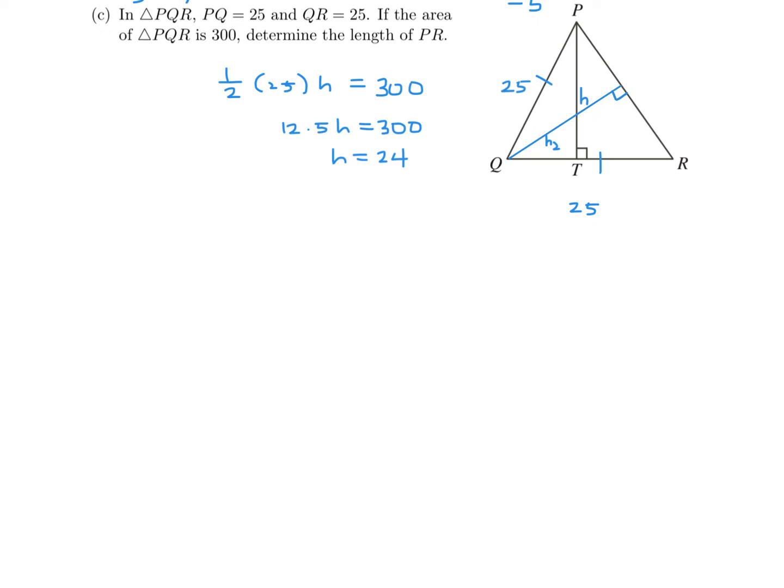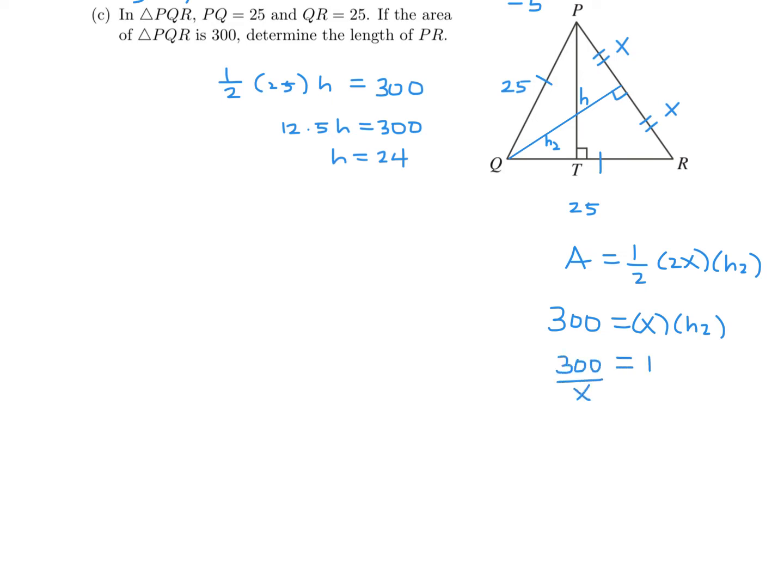When you draw a perpendicular, it will cut the base into 2 equal segments. That's the rule. So each of those equal segments I will call x. All right, so now I can figure out the area using this as the base and this as the height. So the area would be 1/2 base, which is 2x, times height, which I have called H2. So the area is 300. So therefore 300 is equal to x times H2. Okay, and therefore 300 over x is equal to H2.